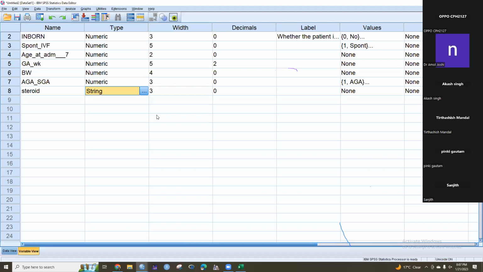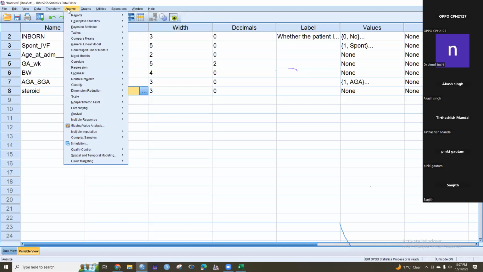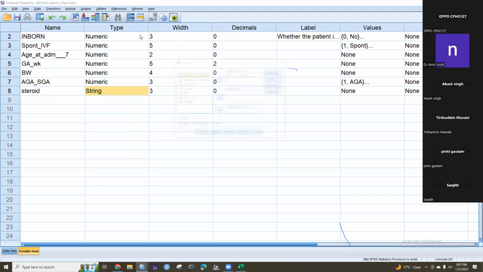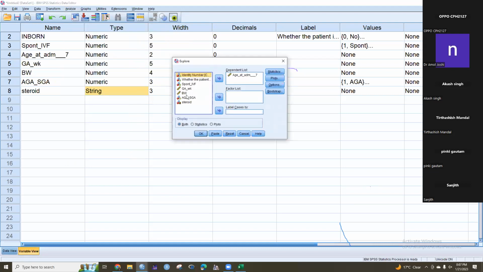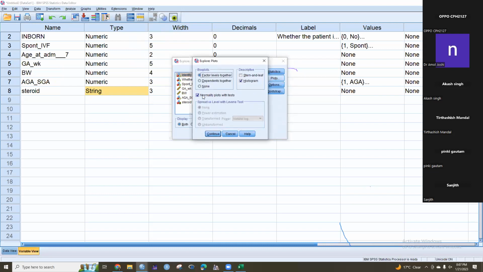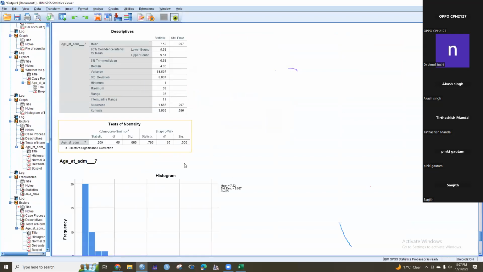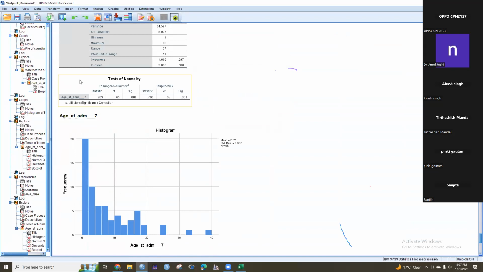Sir, please explain the normality test again. Yes, for the normality test, go to Analyze, Descriptive Statistics, and then Explore. In Explore, you select the metric variable. Here in SPSS, it is termed a scale variable. So select any metric or scale variable here, and then go to Plots. In Plots, just tick normality plots with tests. And when you click continue or OK, it will give you the test values for normality.